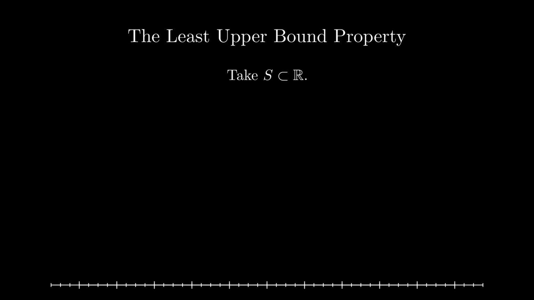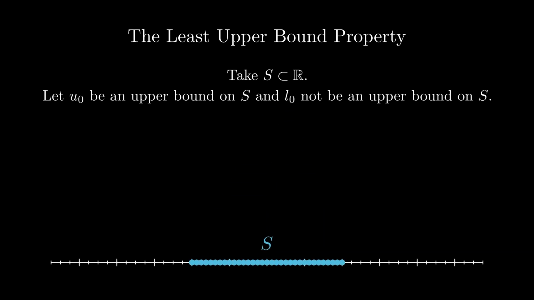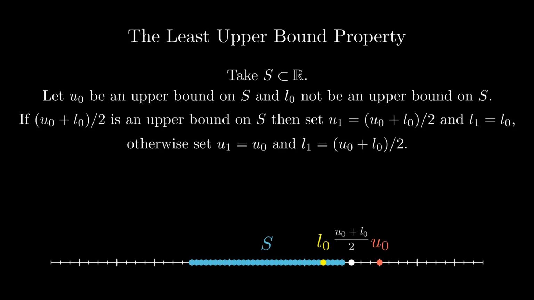Let S be a non-empty subset of R. If S has an upper bound, we can take a U0 that is an upper bound on S and an L0 that is not an upper bound on S. Furthermore, we can take U0 and L0 to be rational. Now if we take the point in the middle of U0 and L0, we can assign that point U1 if it is also an upper bound on S, and let L1 equal L0. Otherwise, we set L1 as the midpoint and let U1 equal U0.